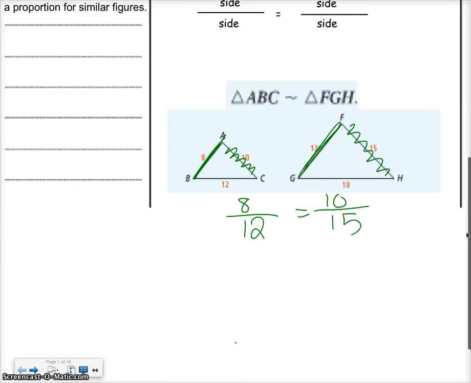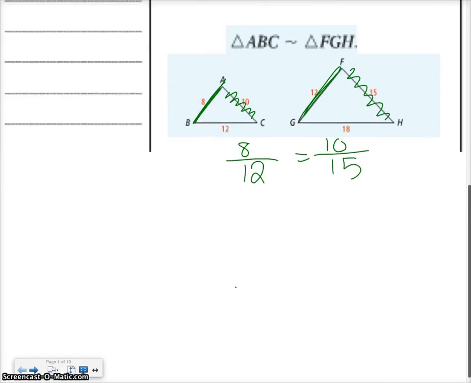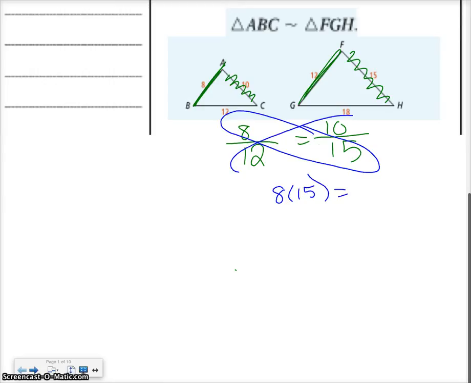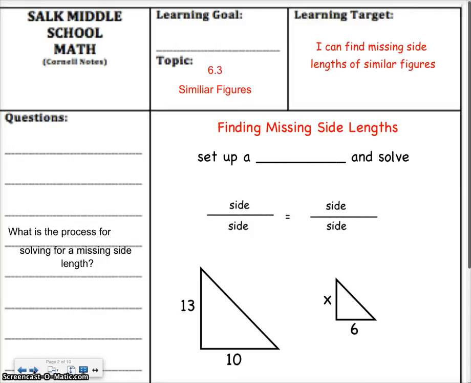So I can use cross product to actually apply and find missing dimensions like we're going to be doing. To identify if things are proportional, their cross products must equal each other. So does 8 times 15 equal 12 times 10? Well, yes, it does. 120 does equal 120. So similar triangles or similar shapes in general, if they're similar, they are proportional. Proportional means that you can do cross products and solve with the cross product by creating a proportion.